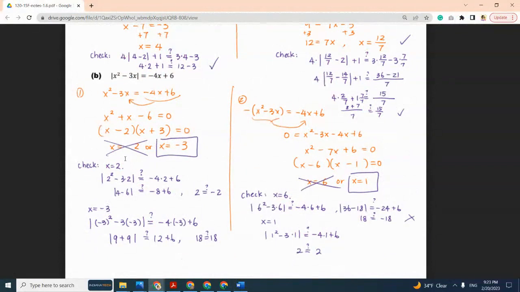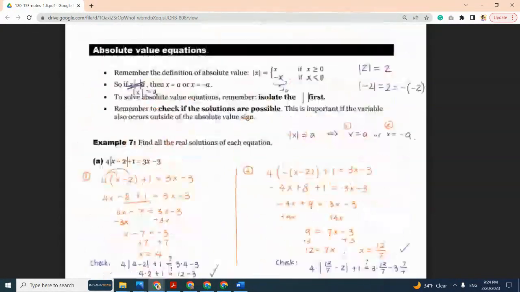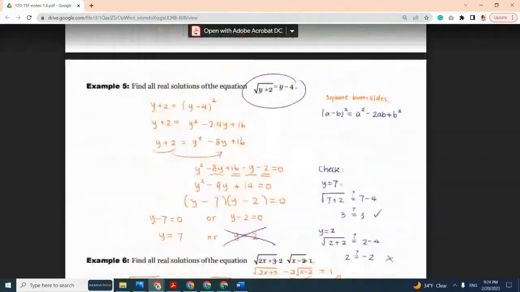Do you see here? Can you see my mouse? The answer you got was 2 and -3. You plug in 2. You realize 2 is not a solution. And here you have 6 and 1. You plug in 6. 6 is not a solution. So not all your answers are solutions for absolute value. Similar here for radical expressions.